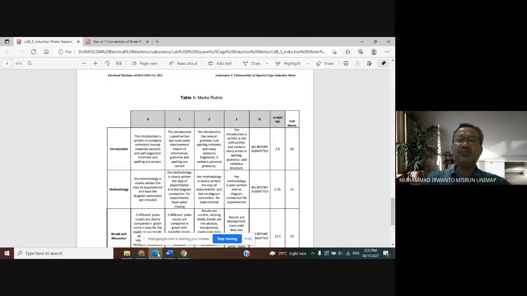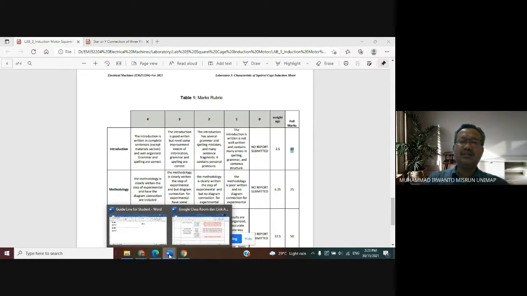Okay, and then following the procedure and the rubrics, the first content of the report is the introduction. The full mark is 10, with weightage 2.5. Full marks can be obtained if given in column 4: the introduction is written in complete sentences except the material section and is well organized. Grammar and spelling are correct.